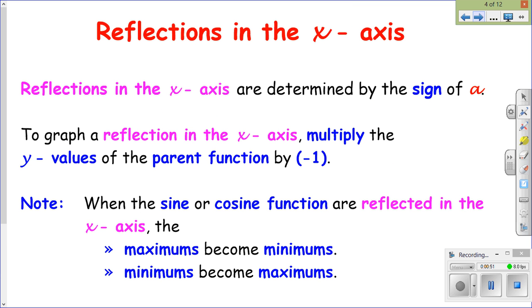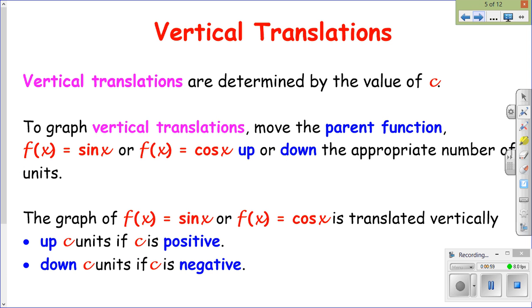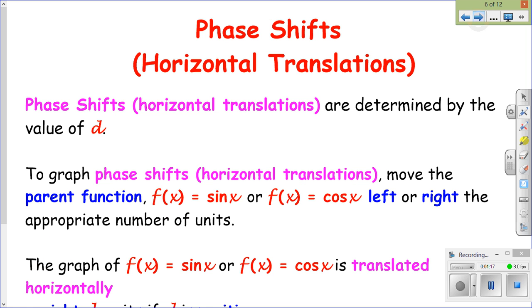Okay, and the thing to note when we're dealing with reflections, for sine and cosine, the max and mins trade locations because, of course, they're being reflected. Vertical translations are your up and down motion, and they change the equation of your axes. If the C value, the number tagged onto the end of the expression, is positive, you're moving up. And if it's negative, you're moving down.